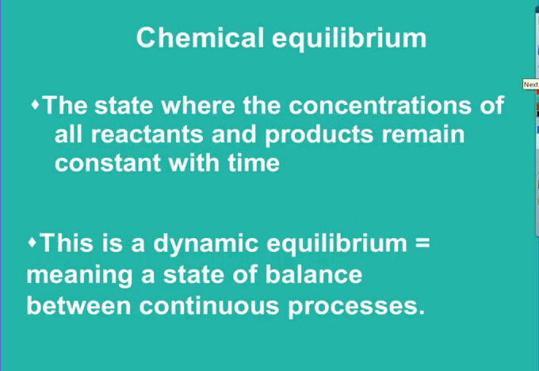Chemical equilibrium is when the concentrations of all reactants and products remain constant with time. Notice it doesn't say equal, constant with time. This is a dynamic equilibrium, meaning a state of balance between continuous processes. So the reactants will continue becoming products and products will continue becoming reactants.